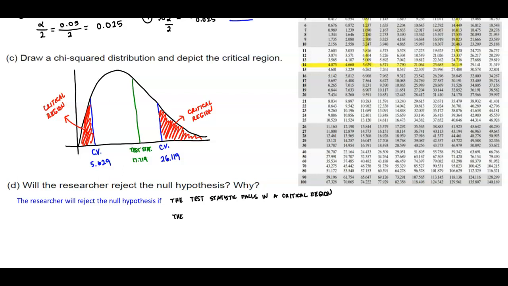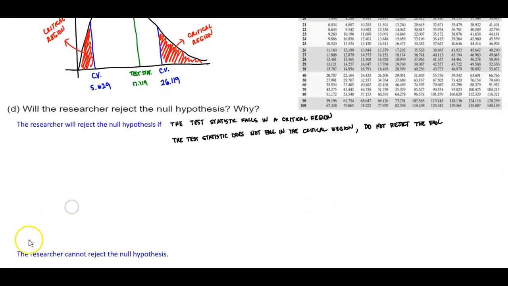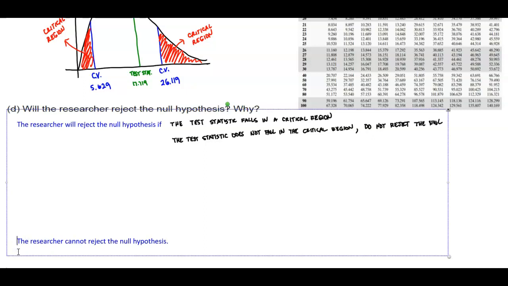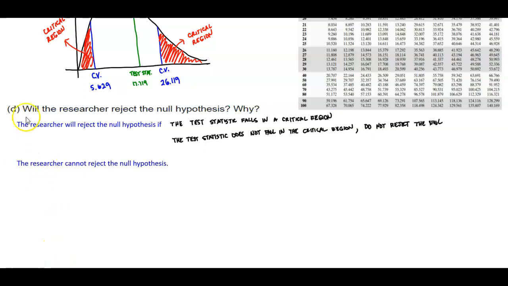So the test statistic does not fall in the critical region. So therefore, we do not reject the null hypothesis. So what we're going to say then is that the researcher cannot reject the null hypothesis.